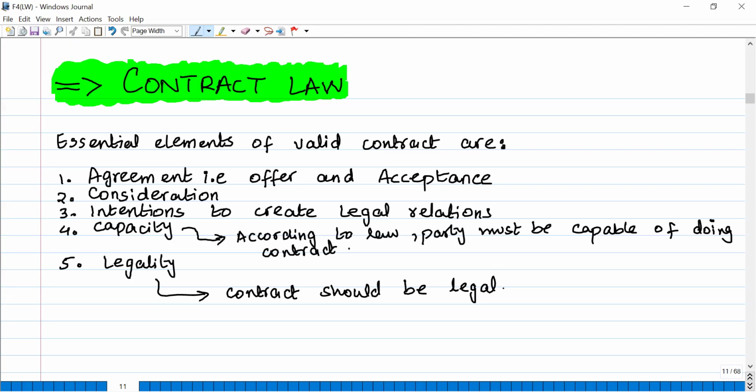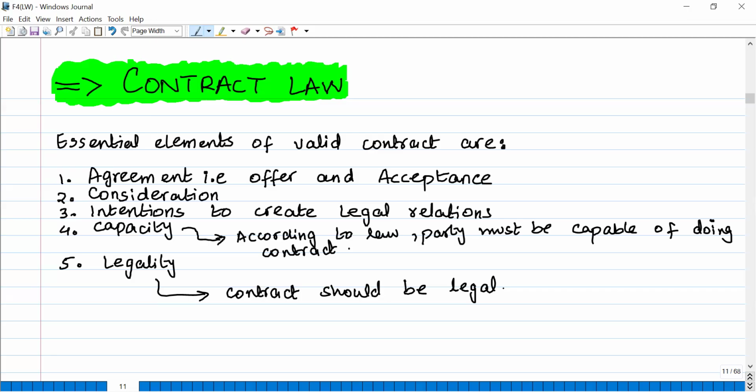Then there should be a consideration in a contract. Consideration is basically an act or promise to do something. So there should be a consideration in a contract as well. We will talk about each and everything in detail. The third element is intention to create legal relations. There must be an intention that we are going to create a legally valid contract.